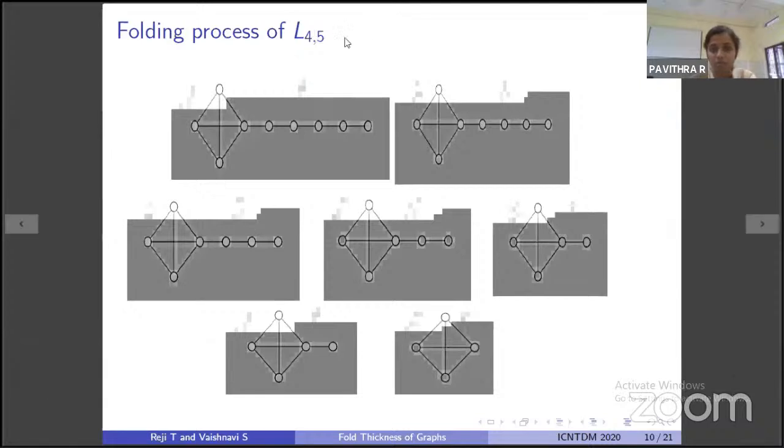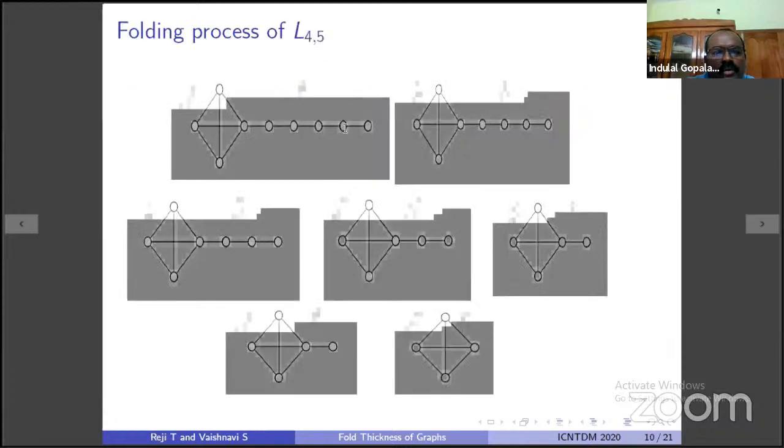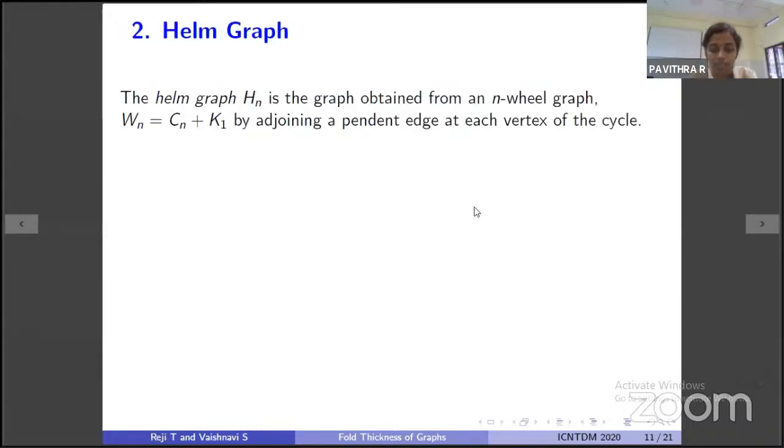This is the folding process of the lollipop graph. An example is shown here, L(4,5). So first, sorry, can you show just the previous slide, the folding? Yes, sir. So which two vertices do you fold? This is our first graph. Yes, this is our first graph. Path vertices starting from the pendant vertex. Okay.